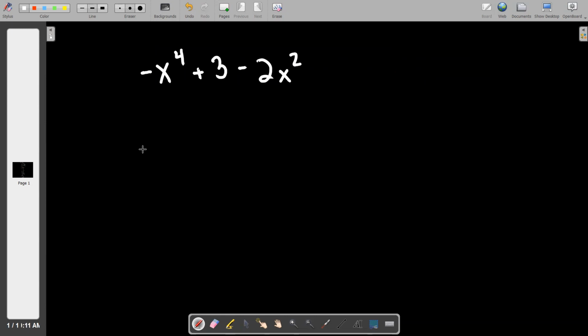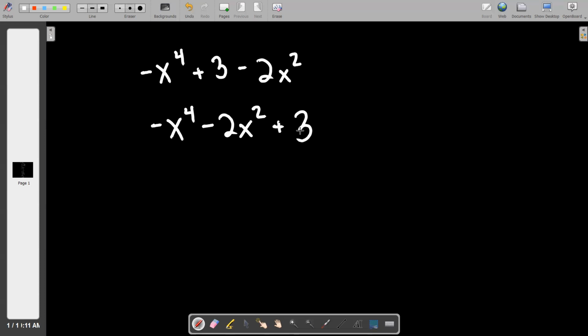Rearrange that thing, right? So step one is to fix it. Negative x to the fourth. Don't factor it while you fix it, just fix it. It's like 5 extra seconds. Minus 2x squared, and then boot the plus 3 to the back.